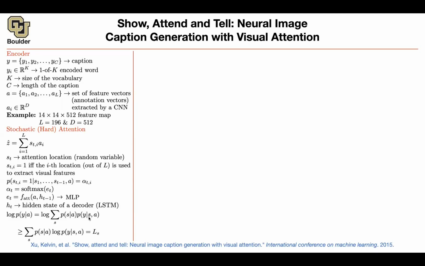You have P of Y given S and A. S is your attention, A is your image, Y is your caption. If I know the attention, if I know the image, I'm going to be able to produce the caption. And then for each image, you're going to have the corresponding attention. There's going to be a distribution on that, a distribution on the attention given the image. Okay, perfect. So you're going to marginalize this out.